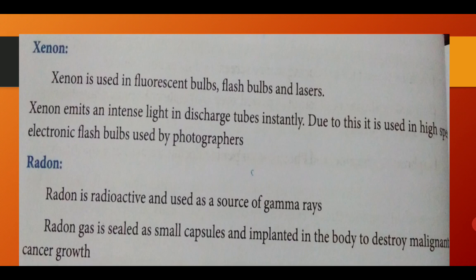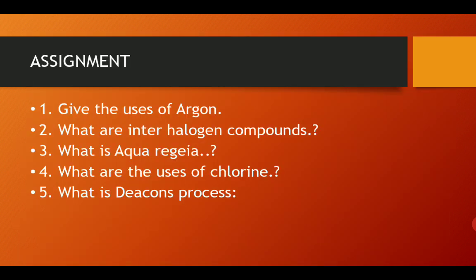The next, xenon. Xenon is used in fluorescent bulbs, flash bulbs and lasers. Xenon emits an intense light in discharge tubes. Due to this, it is used in high-speed electronic flash bulbs and used by photographers. And then finally, radon. Radon is radioactive and is used as a source of gamma rays. Radon gas is sealed in small capsules and implanted in the body to destroy malignant cancer growth. So when you have a cancer growth, this radon is used for the treatment where it destroys the cancer cells. With that, this lesson is over.